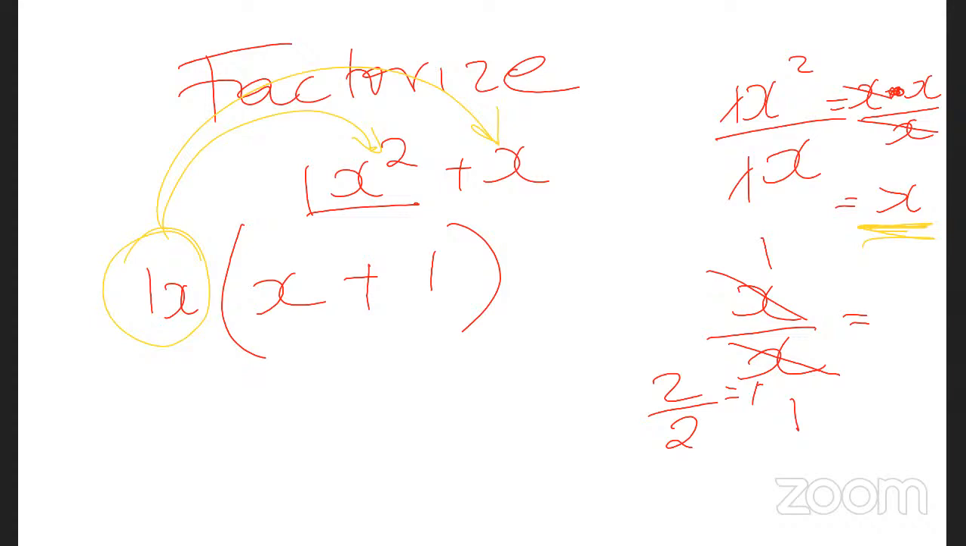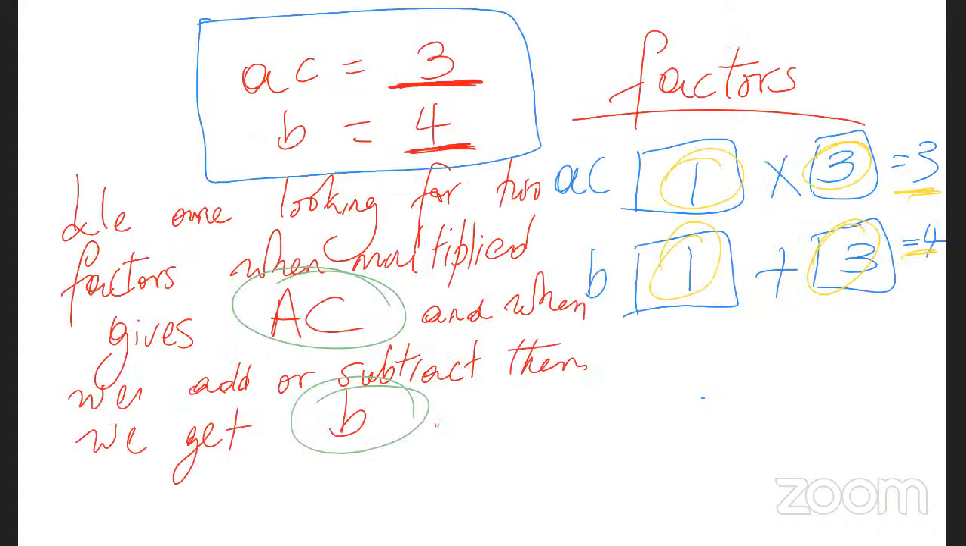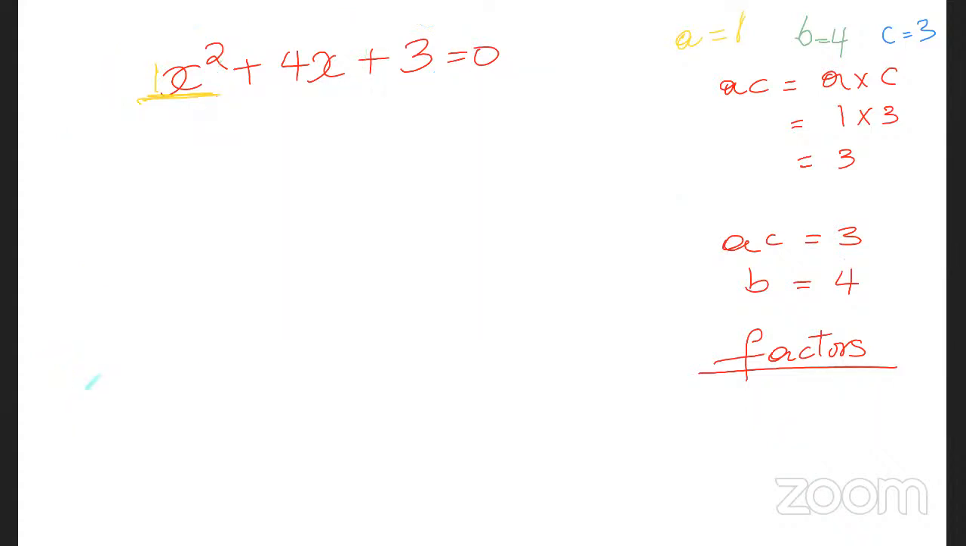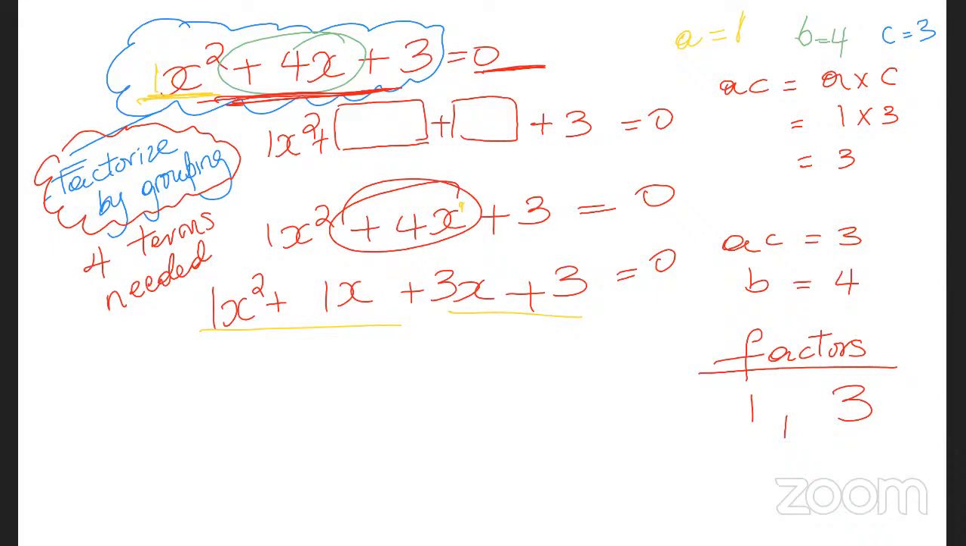So let's go back to where we were. We're here. Good. So we factorize 1x squared plus x, and we get 1x, or you could just put x, times x plus 1. Let's go ahead and factorize 3x plus 3. So 3x plus 3. You look at the numbers first. What's the highest number that can divide into 3 and 3?